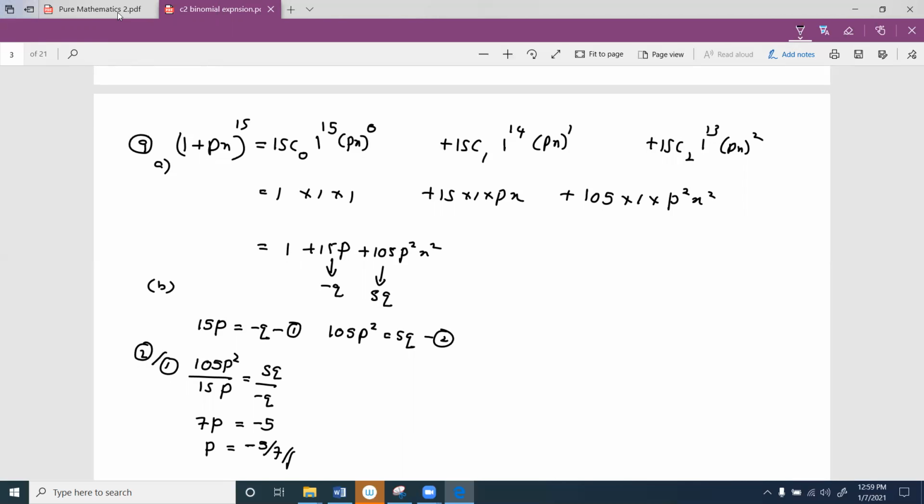Then we need to find the value for q. From the first equation, q is equal to minus 15p. That is minus 15p, where p is minus 5 over 7. That is 75 over 7. It's the value for q. That's the way of getting this answer. Okay, so hopefully you can get this answer, right? Then I think we did one similar question to this, how to use binomial expansion for approximation.